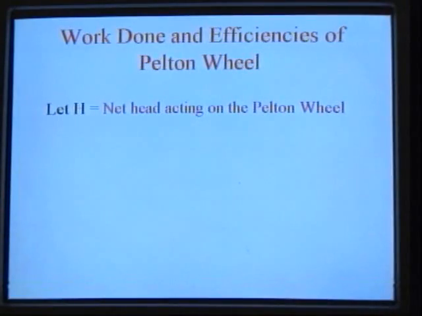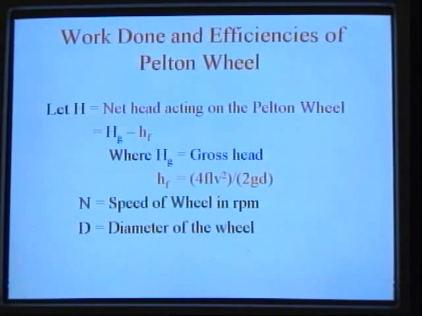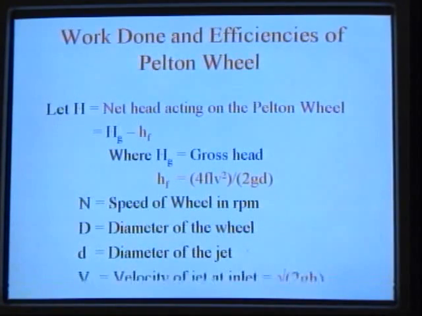Let H be the net head acting on the Pelton wheel, whose value is equal to Hg minus Hf, where Hg is the gross head available at the dam and Hf is the friction loss, that is, Hf is given as 4fLV squared by 2gD. N is the speed of the wheel in RPM, D is the diameter of the wheel, and small d is the diameter of the jet, and V1 is the velocity of the jet at inlet, whose value is given by the square root of 2gH.